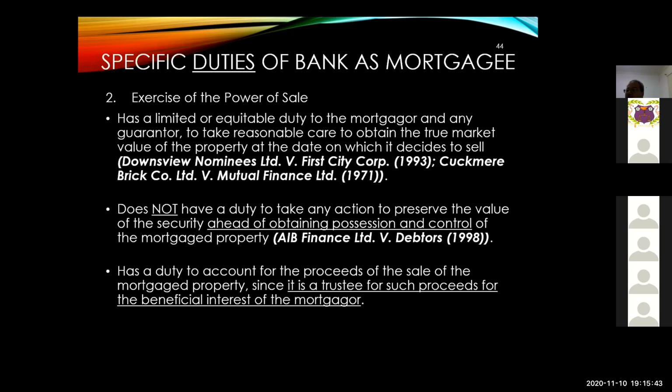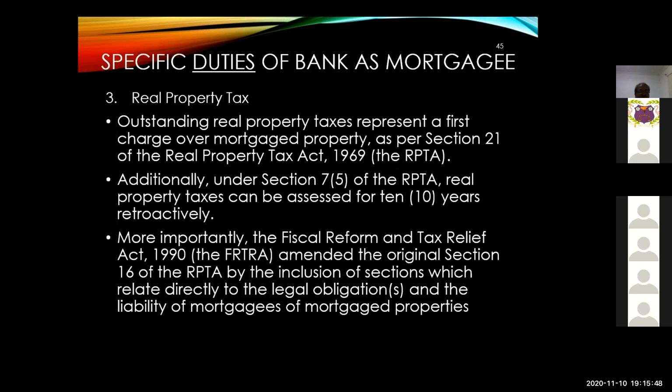And now, thirdly, real property tax. Outstanding real property taxes represent a first charge over mortgaged property, as per Section 21 of the Real Property Tax Act. Additionally, under Section 7, subsection 5 of that Act, real property taxes can be assessed for up to 10 years retroactively. More importantly, the Fiscal Reform and Tax Relief Act 1990 amended the original Section 16 of the Real Property Tax Act by the inclusion of sections which relate directly to the legal obligations and liabilities of mortgagees of mortgaged properties. We can look at those right now.